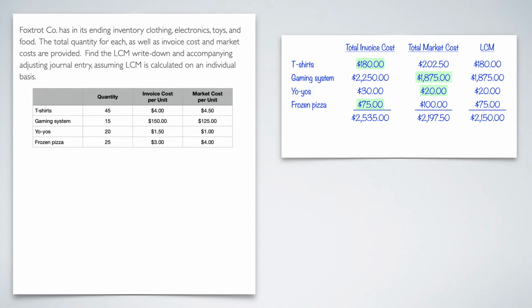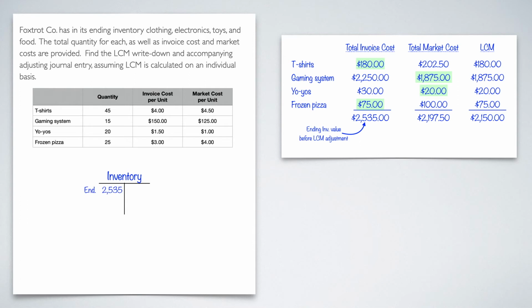Now, before we get into what the LCM write-down is, I really want you to pay attention to what these numbers mean, because there is an importance to what these numbers are. Not simply how to get them, but what they really mean. So this first one, the $2,535 under the total invoice cost, what does that mean? Well, that by itself is the ending inventory value before any LCM adjustments. Pretty much what that's saying is if you looked at your inventory T table right now without doing anything to it, that is going to be your ending balance.